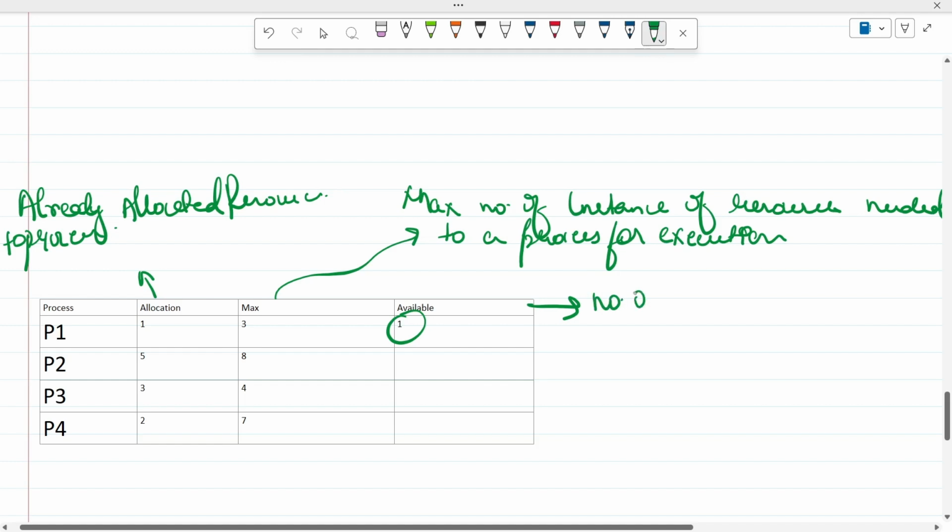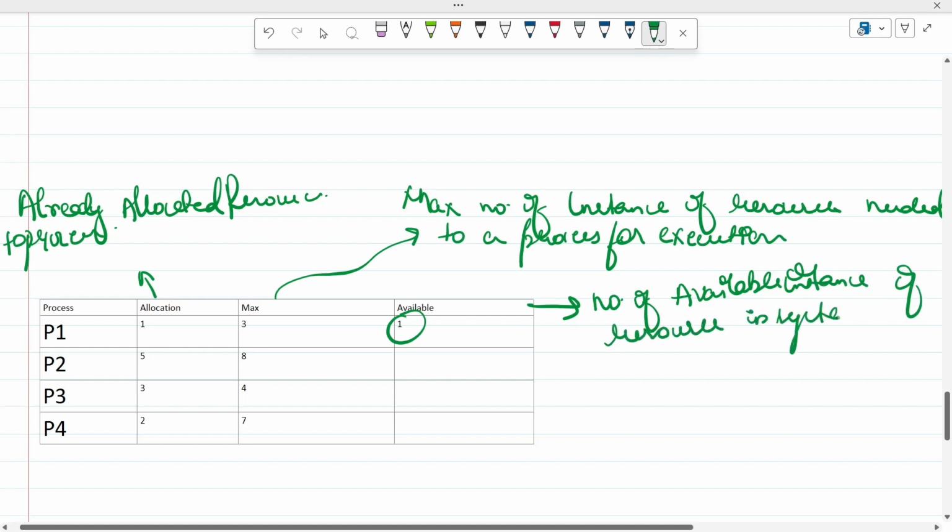So available means the number of available instances of resource in the system. These are pretty much the things that we needed to understand. Now solve the question.